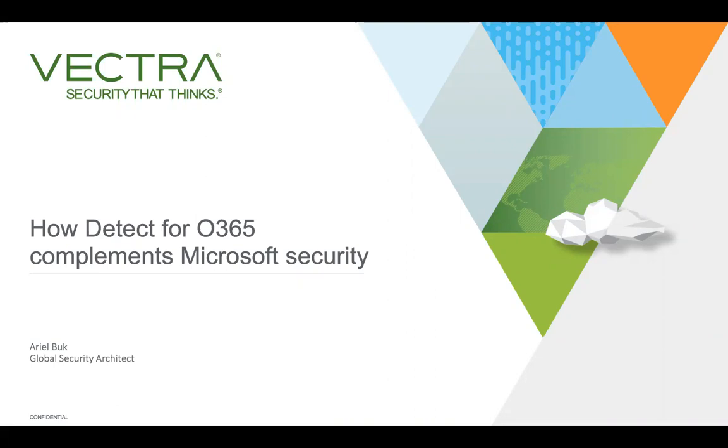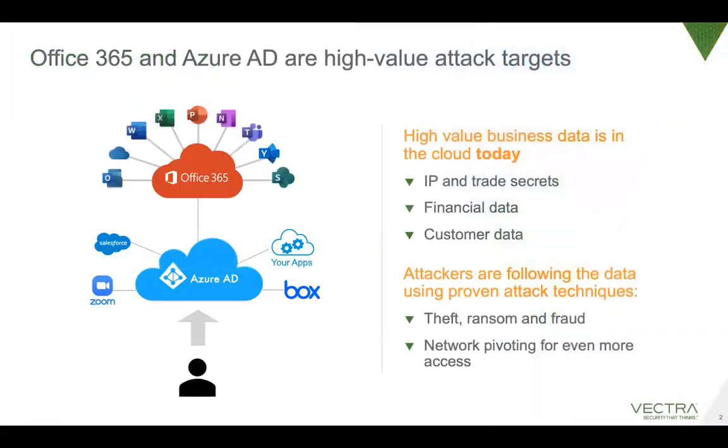Today we are going to talk about how Detect for Office 365 complements Microsoft's native security for products such as E3 and E5. So let's take a look at what are the high-value targets when it comes to Office 365 and Azure Active Directory. Let's first talk about Office 365.